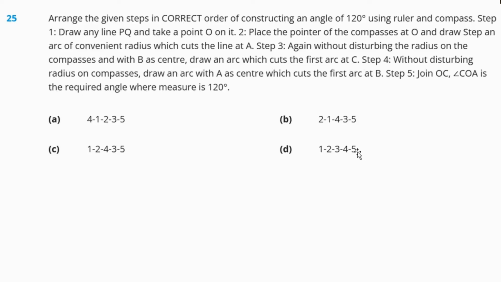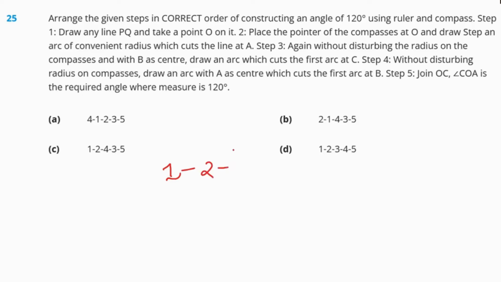So we have to arrange all the steps in order. Out of these 5 steps, which will come first? First step is that step only, there is no change. We have to draw a line first. Second one, place the pointer of the compass at O and draw an arc. That has also not changed. That is also correct.